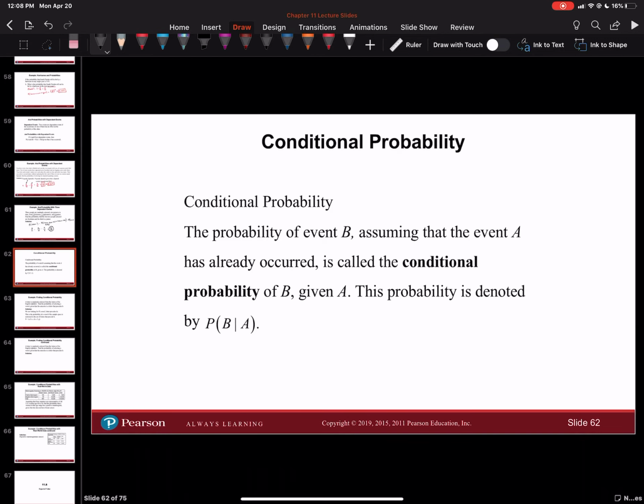Now, conditional probabilities. All right. The probability of event B, assuming the event A has occurred, is called the conditional probability of B given A. The probability is denoted by the probability of B given A. So this is the way you can write this.